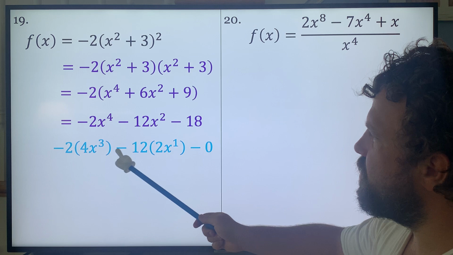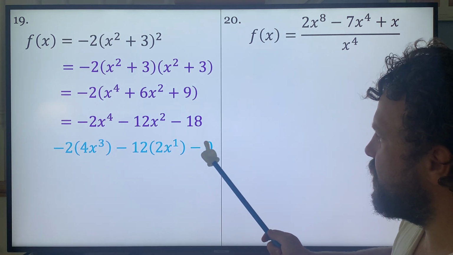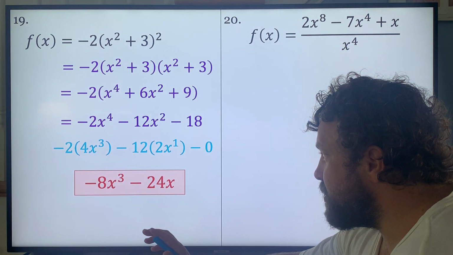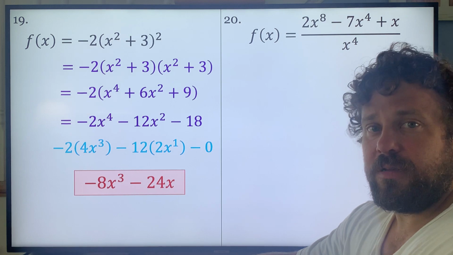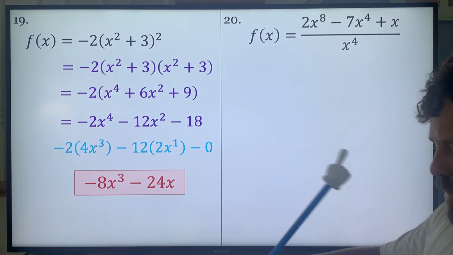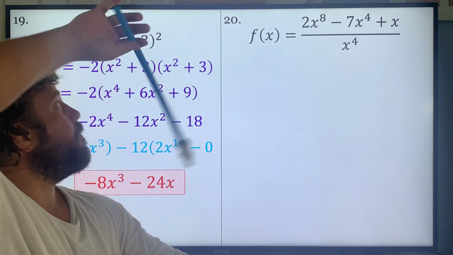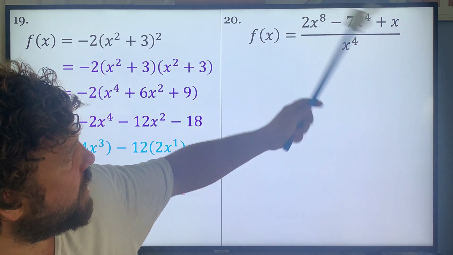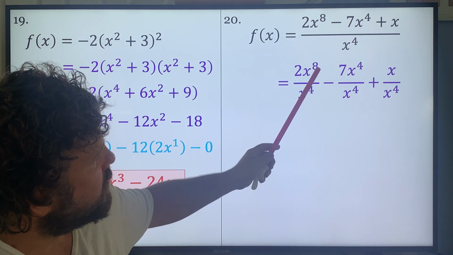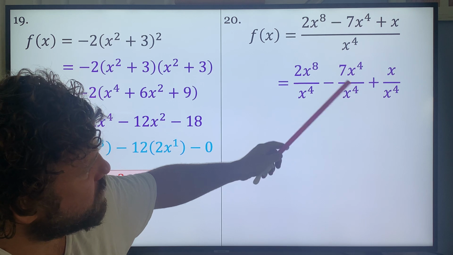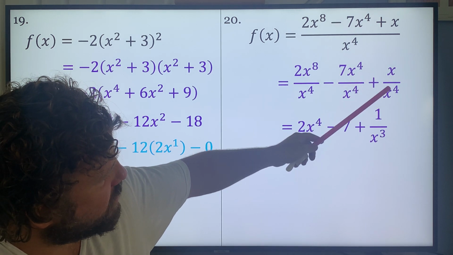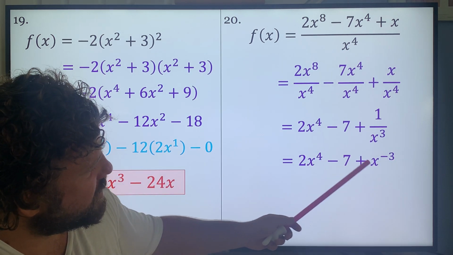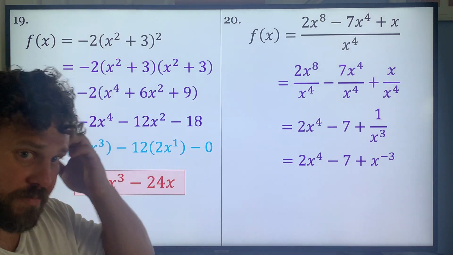Negative 2, 4x cubed minus 12, 2x to the first minus 0. Negative 8x cubed minus 24x. See? In the end, it's easy. Remember what to do with problem 20? Think back to problem 18. Correct. You divide everything by x to the 4th. So, 8 minus 4 is 4. 0, so this just becomes 7. And 1 minus 4 is 3. So you got 2x to the 4th minus 7 plus x to the negative 3. All right?